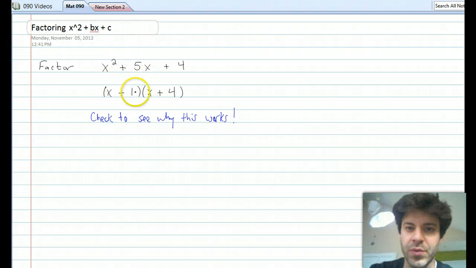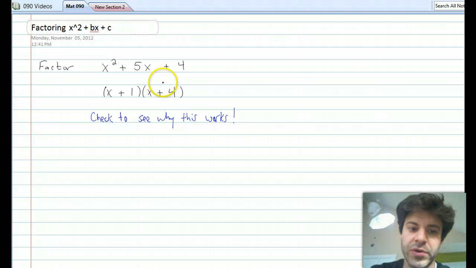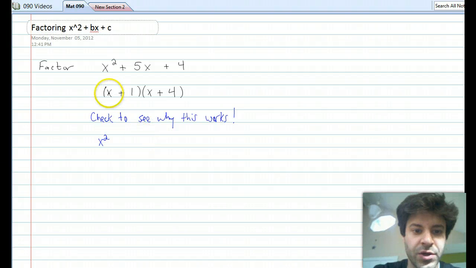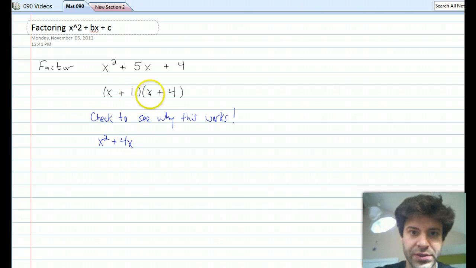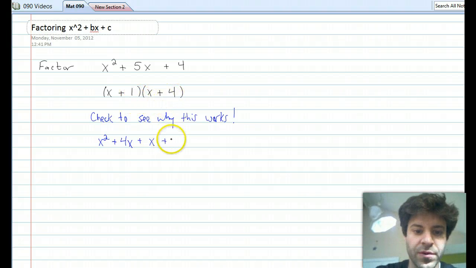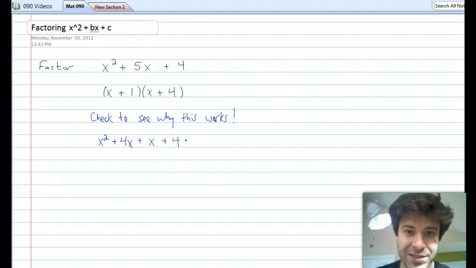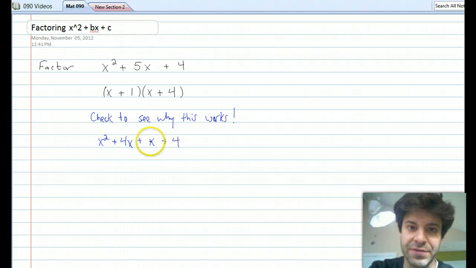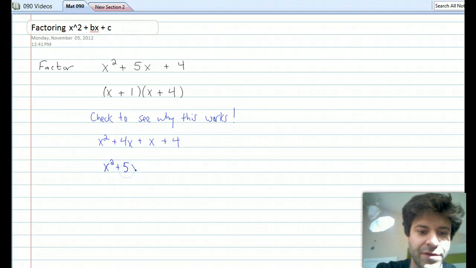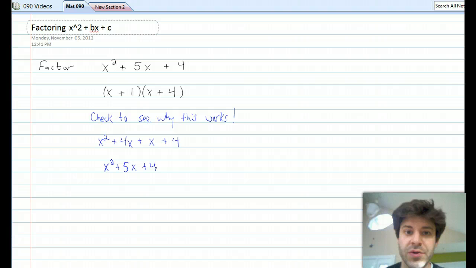What you do is you distribute, or what we call FOIL in this case, since this is two binomials. You multiply the first two terms, and you get x squared. You multiply the outer two terms, that's x times 4, that's 4x. 1 times x is the inner two terms, that's just an x. And when you multiply the last two terms, that's 1 times 4, you get 4. Now the question is, is this the trinomial that we started with? Well, it is. To get the trinomial that we started with, we just have to combine our like terms. If we combine our like terms, we have x squared plus 5x plus 4, and that is the trinomial that we started with, so that was the correct way to factor that trinomial.